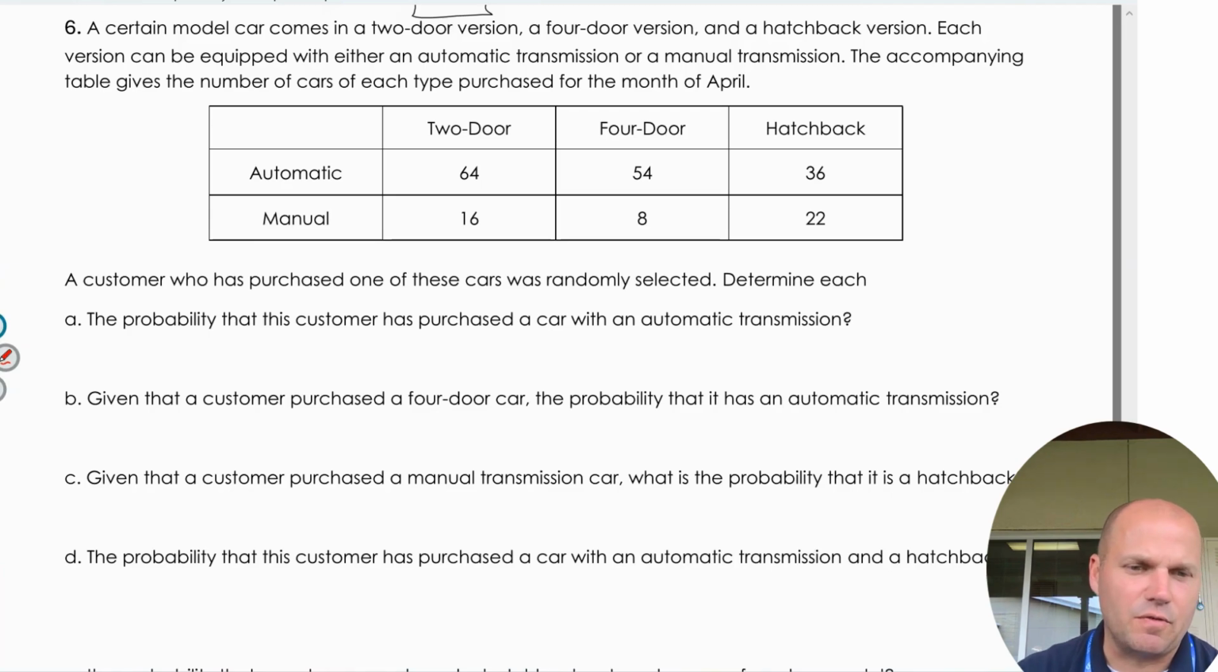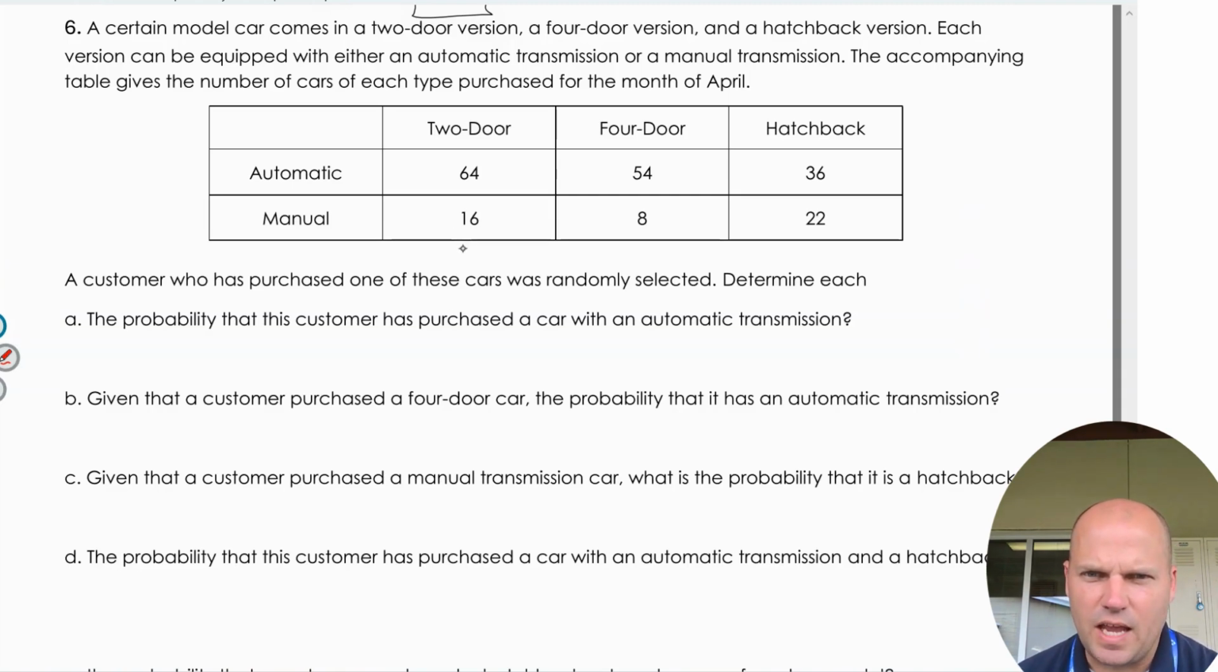This is just review too. This is not conditional probability. So, probability that this customer has purchased a car with an automatic transmission. Cool. We got a three-way, 2x3. Oh, we gotta do some addition here.